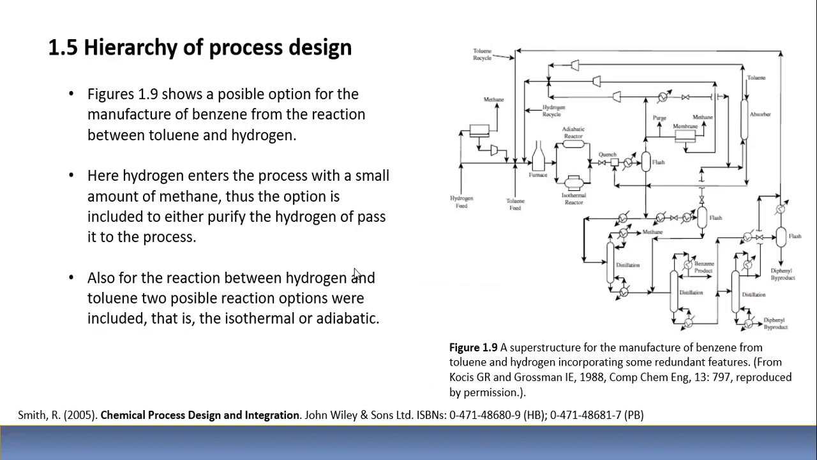Entonces vemos que en esta figura, figure 1.9 shows a possible option for the manufacture of benzene for the reaction between toluene and hydrogen. Here, hydrogen enters the process with a small amount of methane, thus the option is included to either purifying the hydrogen or pass it into the process. Also, for the reaction between hydrogen and toluene, two possible reaction options were included. There is an isothermal or adiabatic.